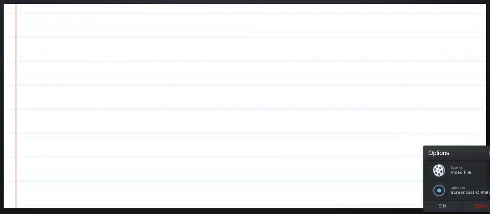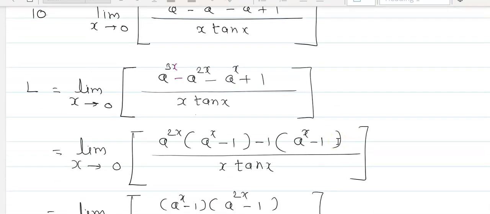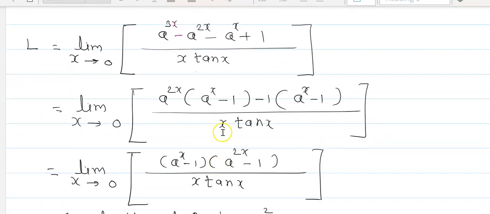Now see this again. Limit x tends to 0, (a^3x − a^2x − a^x + 1) upon x tan x. Take a raised to 2x as common. Then in bracket you will get a raised to x minus 1, minus in bracket a raised to x minus 1, upon x tan x. Then take a raised to x minus 1 common. Then you will get a raised to 2x minus 1 upon x tan x.